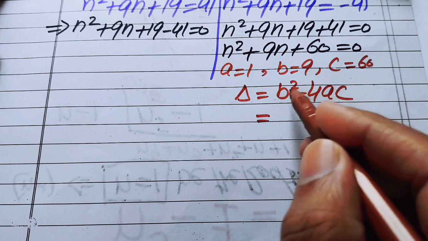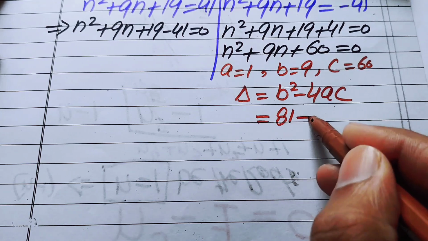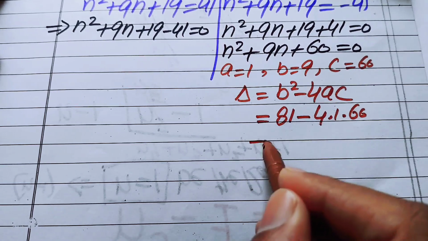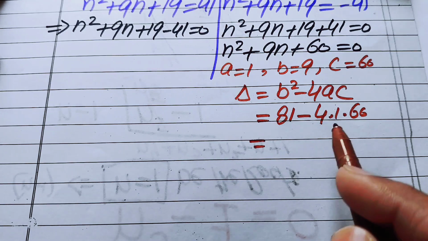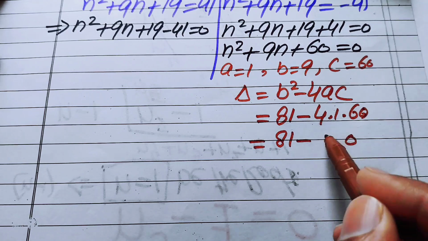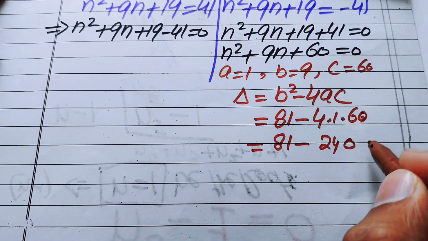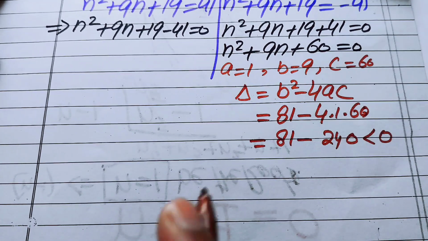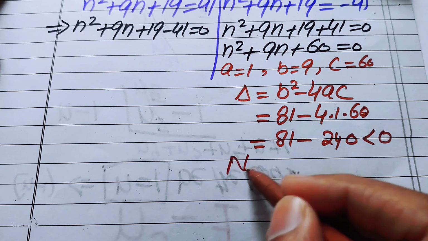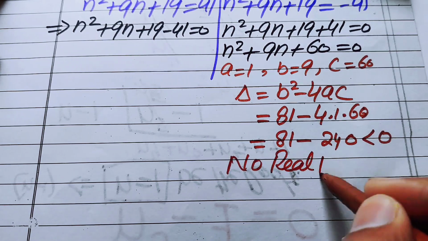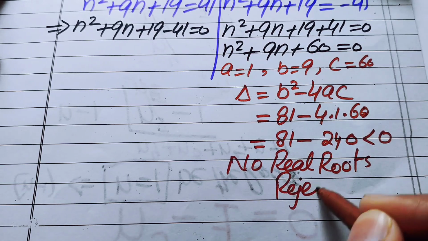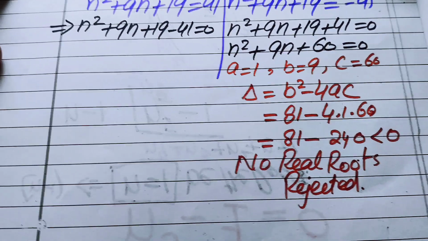So we have the value of b is 9, and 9 squared equals 81, and 4 times a, which is 1, and c, which is 60. So when you subtract these two values, you get 81 minus 240. So here you easily check that it is less than 0. If it is less than 0, then this means that this quadratic equation has no real root. So if it has no real roots, then we will reject this case, and we will just proceed with the other case only.